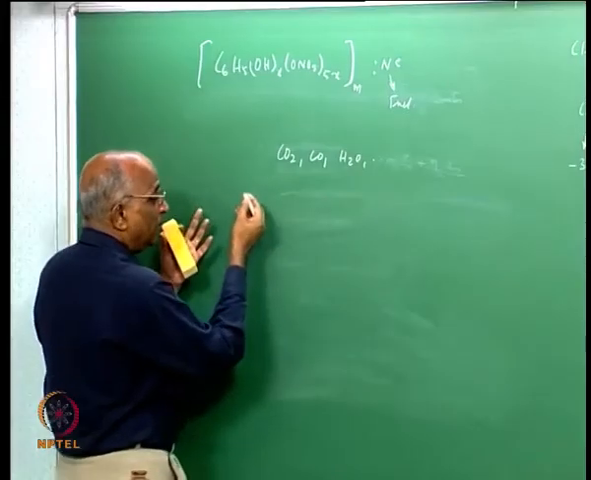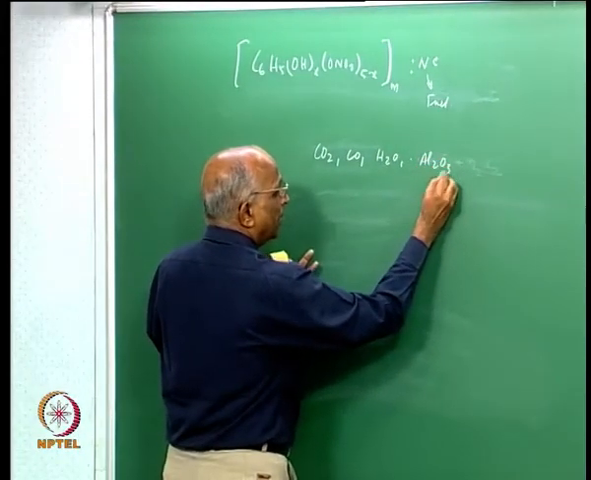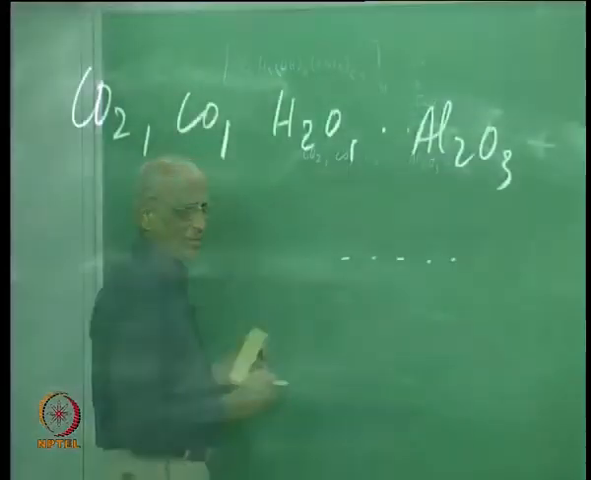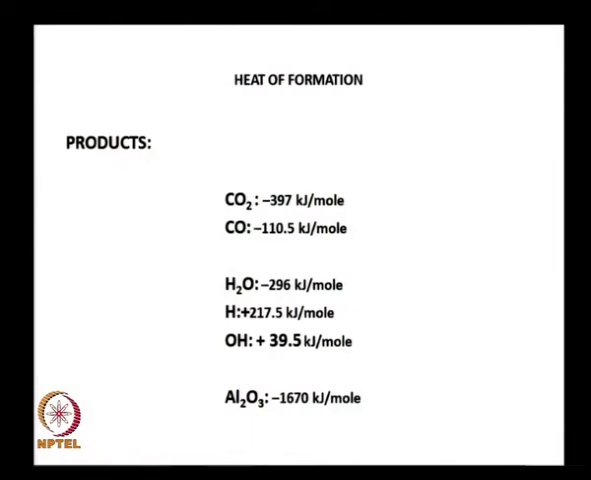If I have aluminum as the metal, I could form aluminum oxide, and these are some of the products we are interested in. If you look at the heat of formation of some of these, which we worked out in class, CO2 has minus 397 kilojoule per mole, CO has minus 110, water has minus 296.